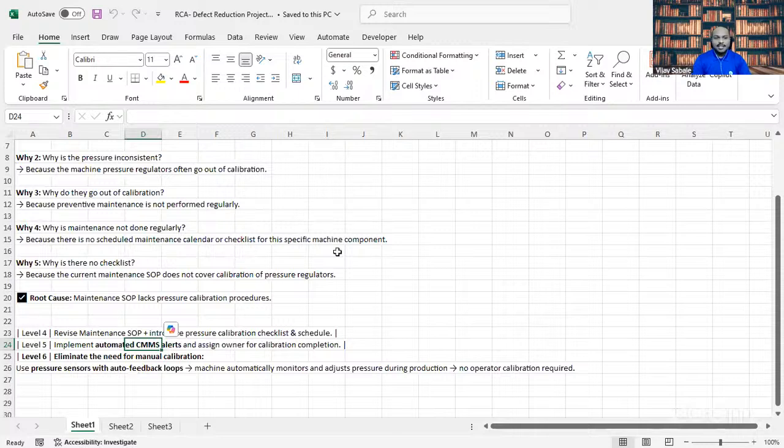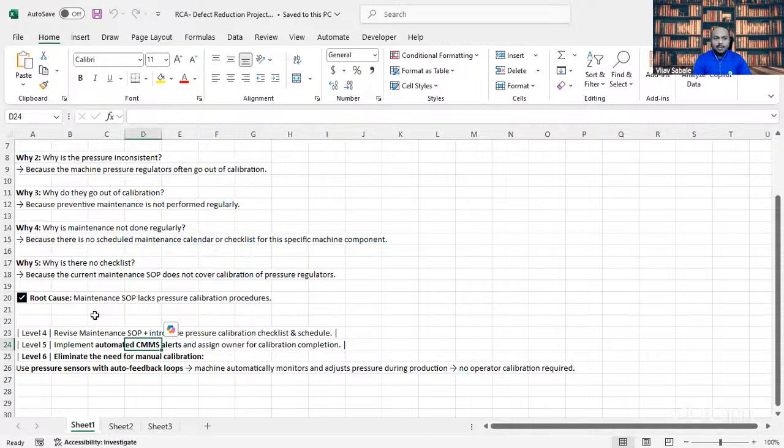Let's take another example here, tool wear level, right? So we can ask the first why: because worn tools are still used during the production, and because of that, we had an increased defect percentage. Why are the worn tools not replaced? Because the tool wear is not measured before or after production runs. Why is tool wear not measured? Because operators are not trained to assess or record tool condition.